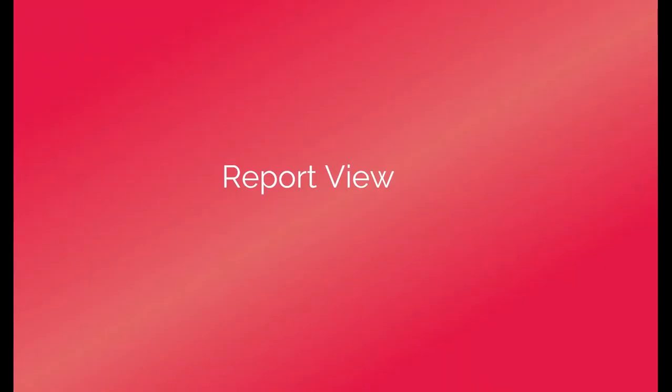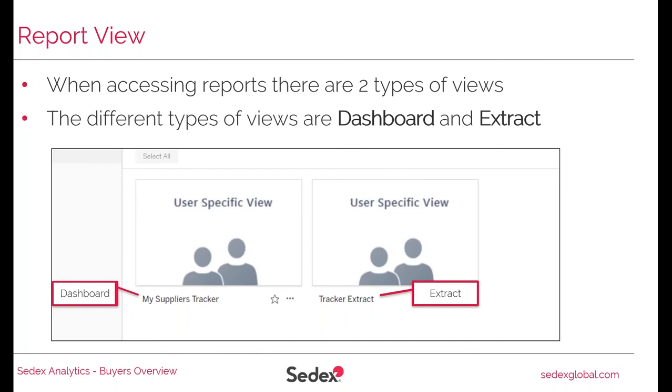I mentioned that basically every report has multiple views, and it's 2 views. Each report has 2 views, and the names of the views are dashboard and extract. I'll explain what the difference is, but first of all, when you go into that report folder, for example My Supplier Tracker, you're going to see 2 views available for that specific report.